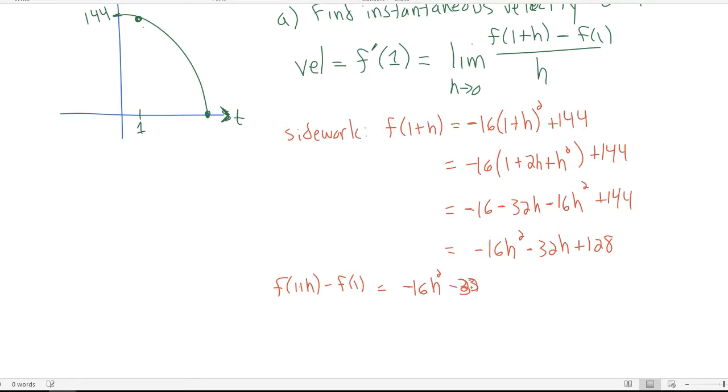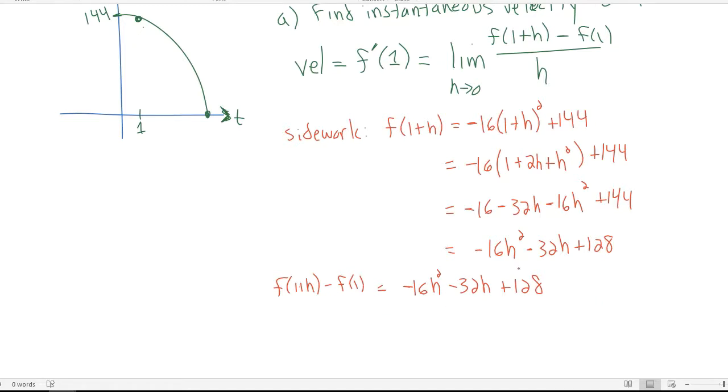Oops, I apologize, that's 32. Let me make that look a little cleaner. That is kind of sloppy. So we got negative 32h. And then, where were we? Oh yeah, we're subtracting f at 1.